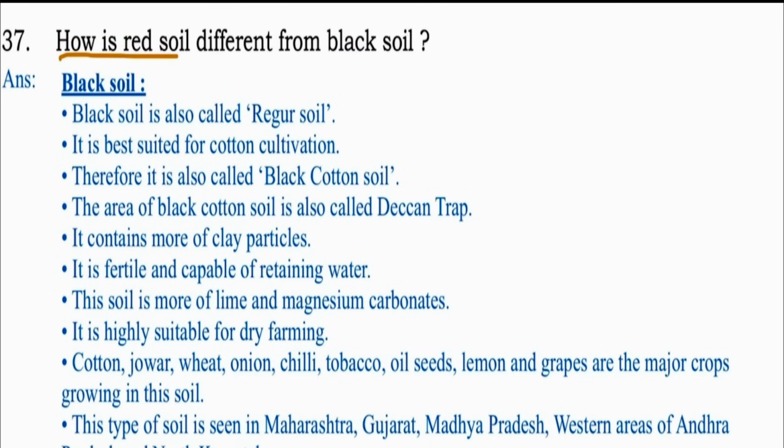37th question. How is red soil different from black soil? First, let's talk about black soil. Black soil is also called Regur soil or black cotton soil. The area of black cotton soil is also called the Deccan Trap. It contains more clay particles. It is fertile and capable of retaining water. This soil has more lime and magnesium carbonates. It is highly suitable for dry farming. Cotton, jowar, wheat, onion, chili, tobacco, oil seeds, lemons and grapes are the major crops grown in this soil. This type of soil is seen in Maharashtra, Gujarat, Madhya Pradesh, western areas of Andhra Pradesh and North Karnataka.